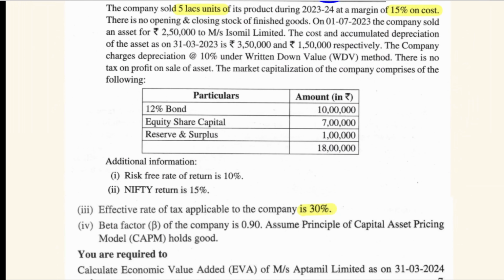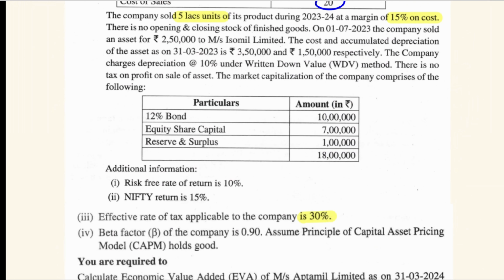Let us continue. On 1/7/2023, the company sold an asset of 2.5 lakh. The cost and accumulated depreciation are so and so. So we don't need any depreciation related information when we are calculating EVA because it is operating profit. So we can ignore this.